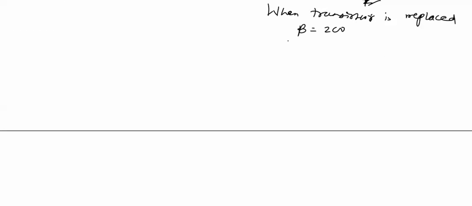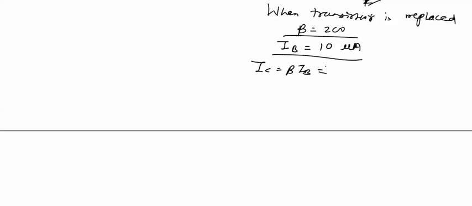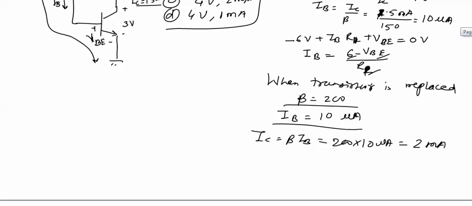And if beta is changed, with change in beta, IB will not change and IB still will remain 10 microamperes. When beta is changed, IB is same. IC is equal to beta into IB, which will become 200 into 10 microampere, which will be 2 milliamperes. Now IC is equal to 2 milliamperes.